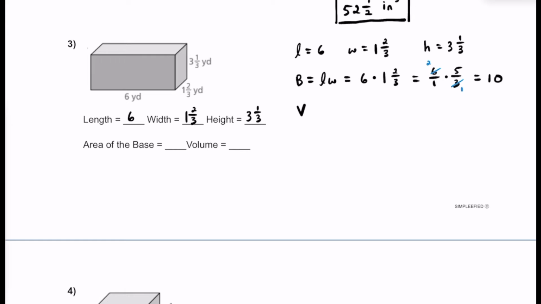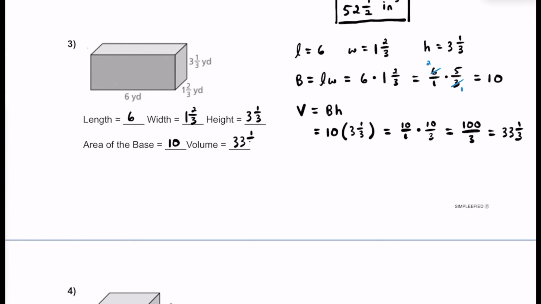Now to find the volume, we can go ahead and put the area of the base here as 10 square yards. The volume is going to be the area of the base multiplied by the height. The area of the base here we said is 10, the height is 3 1/3. So going ahead and doing this as improper fractions, that's 10 over 1 times 10 over 3. So we can't really simplify it all here, but this is going to be 100 over 3. And if you go ahead and turn this into a mixed number, this is going to be 33 1/3. So that's going to be the volume of this prism.